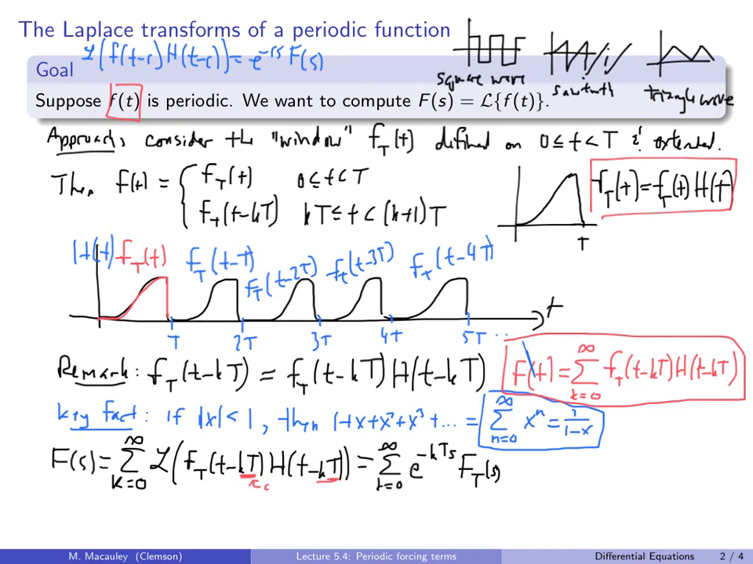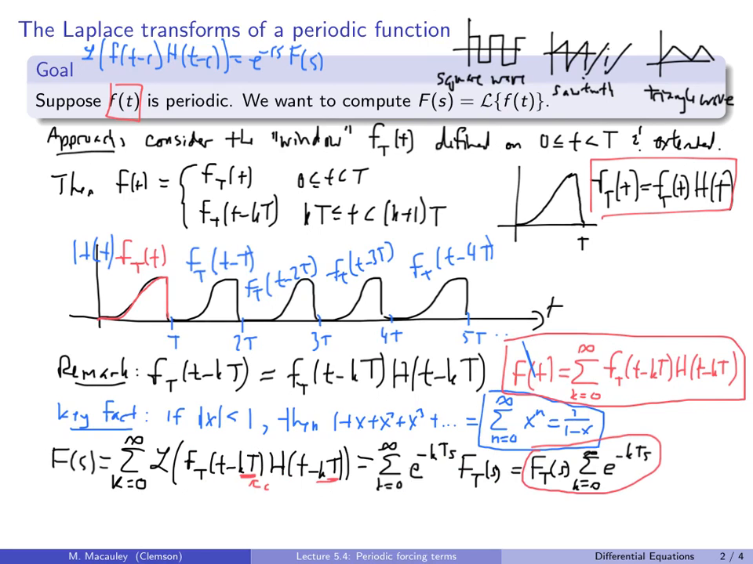Okay, so this is the Laplace transform. However, we can actually do better than this. We can simplify it. Notice that this thing we could just pull out of the sum. There's no k in here, so we can pull that out in front. I can write this as F sub t of s times the sum k equals 0 to infinity of e to the minus k t s. Okay, so this is the Laplace transform of the periodic function.